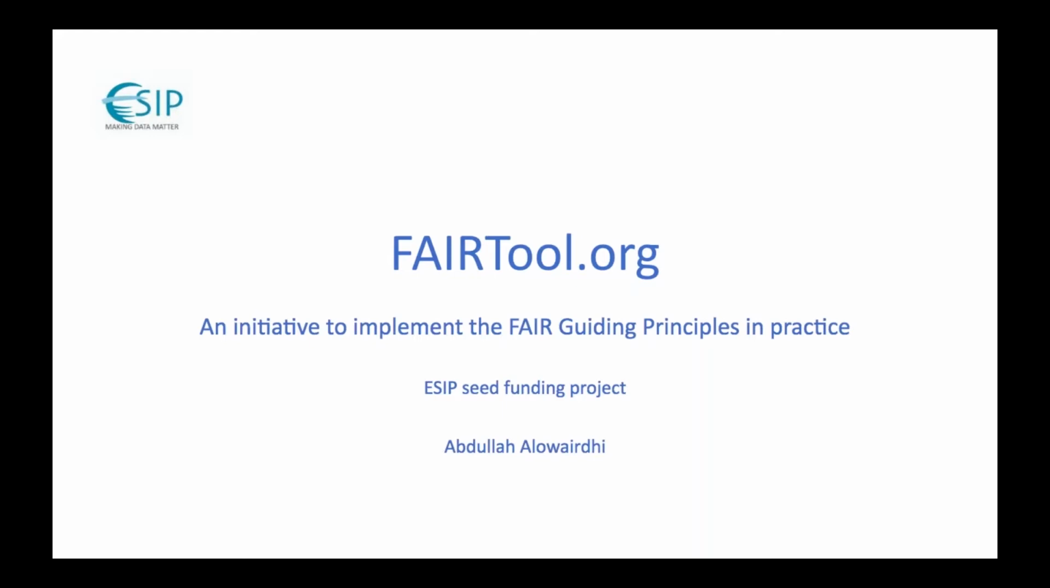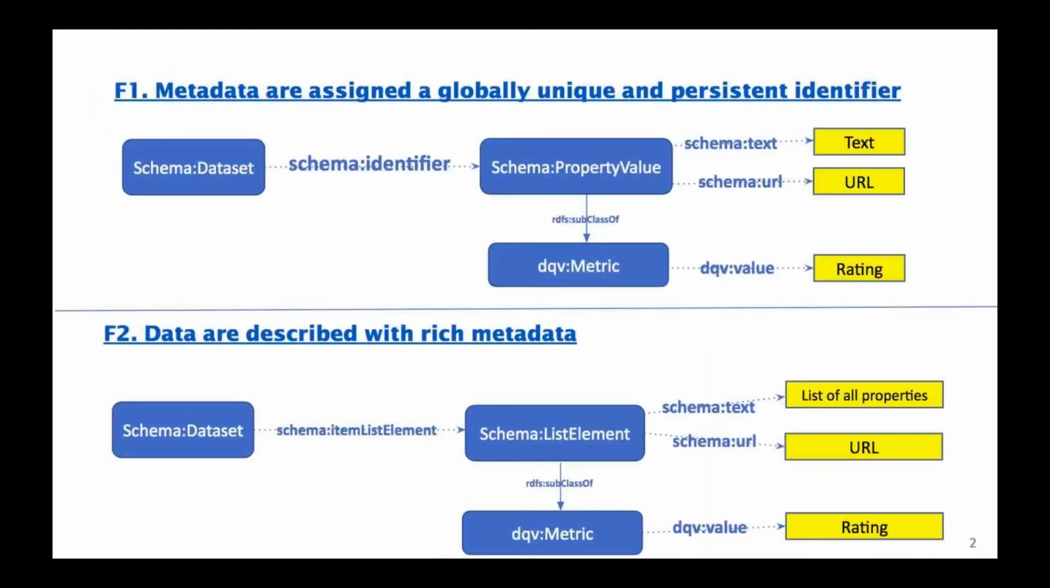First, findable. F1: metadata are assigned a global, unique, and persistent identifier. We choose the property called identifier from schema, linking schema dataset to property values and assigning an identifier like DOI and handles and the others, and also assigning metrics like rating value for this principle.